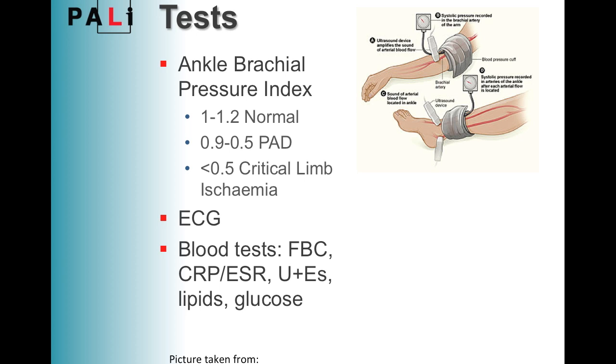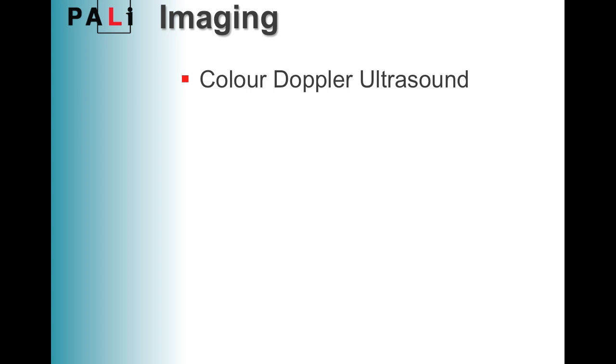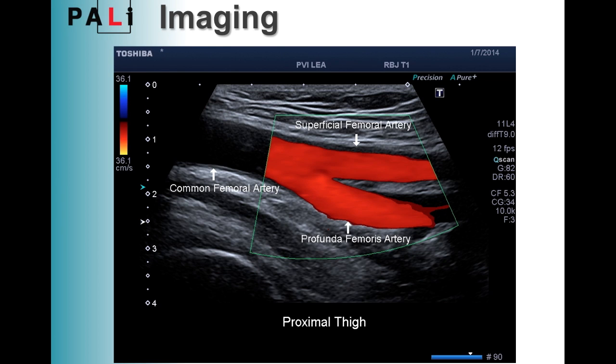And then the next step would be to image the vessels, and so the first line would be color Doppler ultrasound. As I said, this is used as first line and is used to visualize the vessel and also the flow of blood within the vessel, and you can identify any areas of occlusion or stenosis.